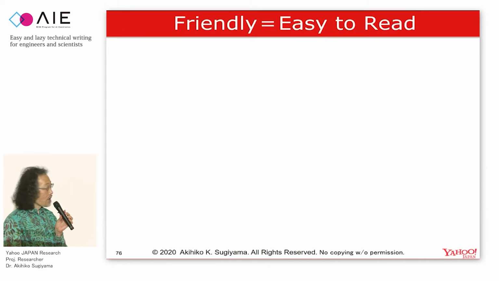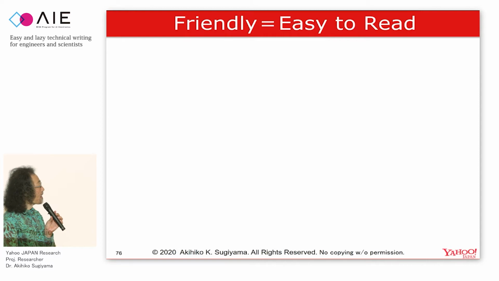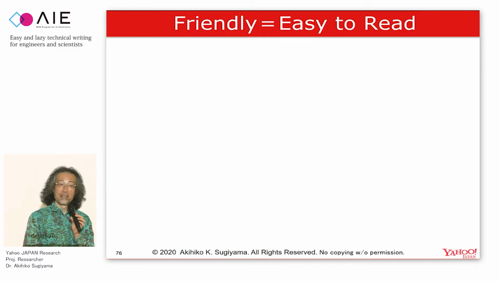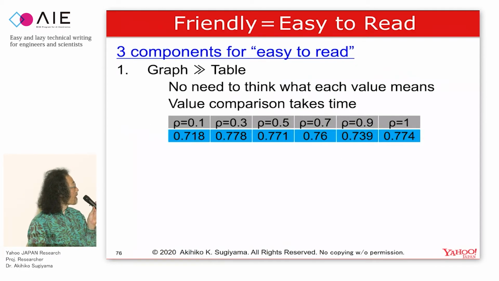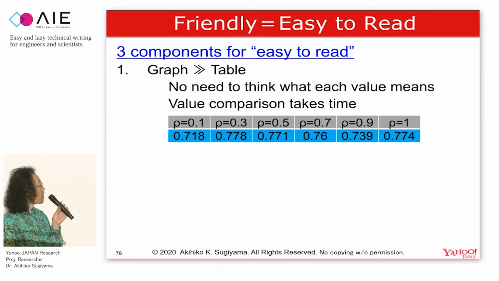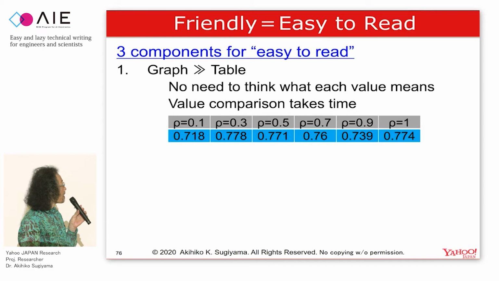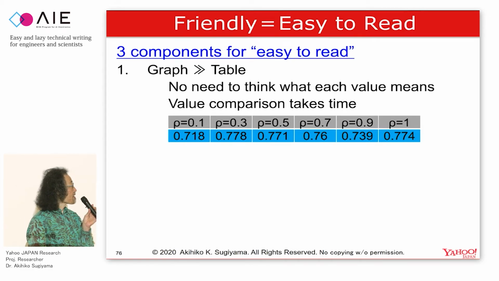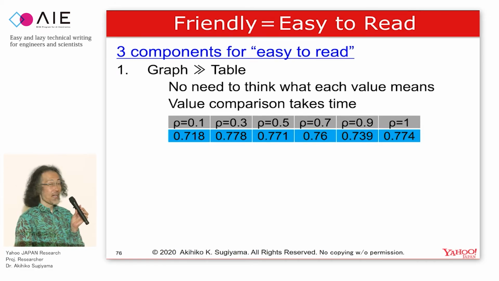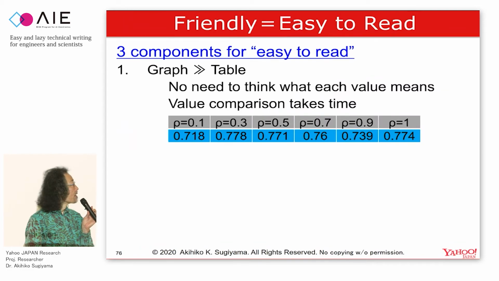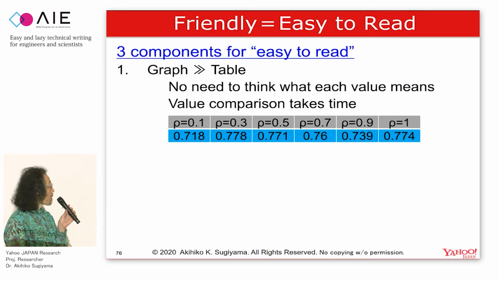All right, why? It's friendly, easy to read. So there are 3 components for easy to read. You need to think about these 3 points. Graph is much better than table because it's not necessary to think what each value means. And value comparison takes time. I'm giving an example here.